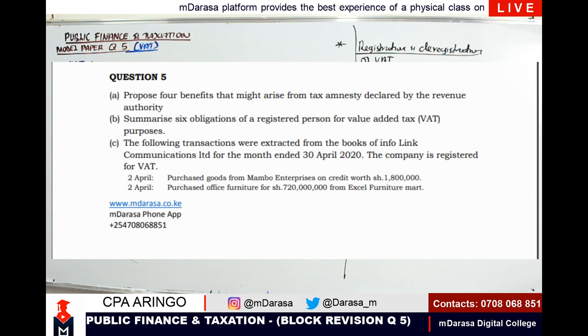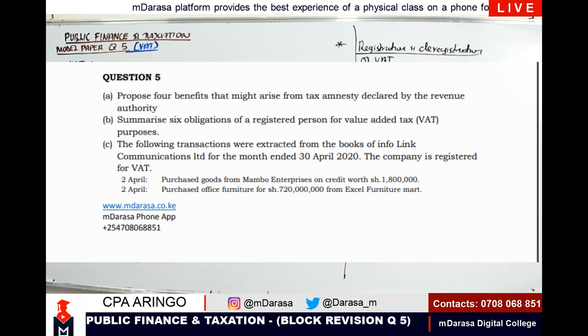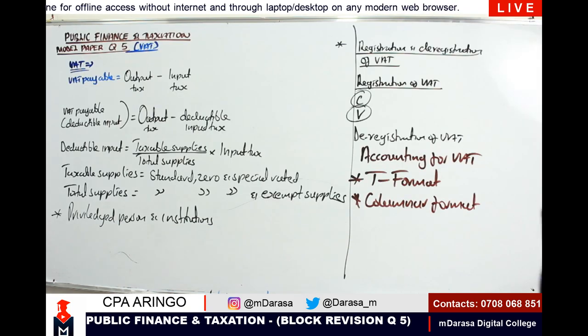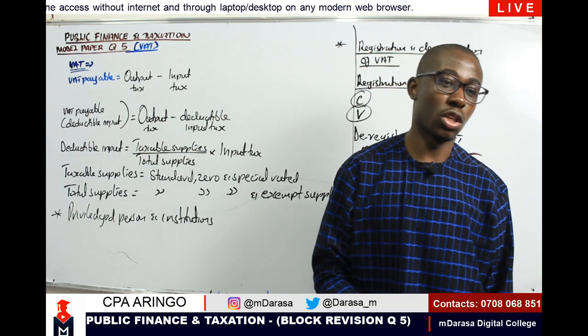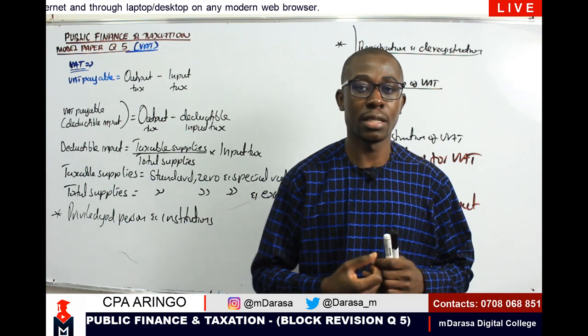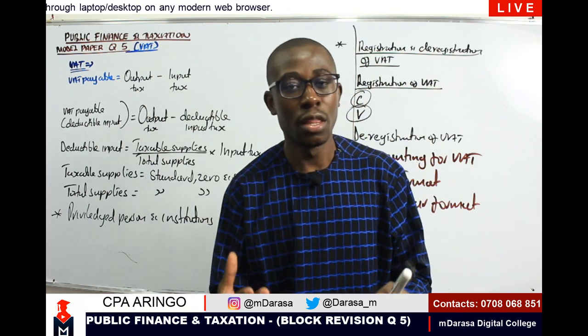So question number 5. We start with part A. See what you are required to do. Part A of the question: propose 4 benefits that might arise from tax amnesty declared by the revenue authority. The beauty part with this question is at times it depends upon us. It will require us to think beyond the four walls.